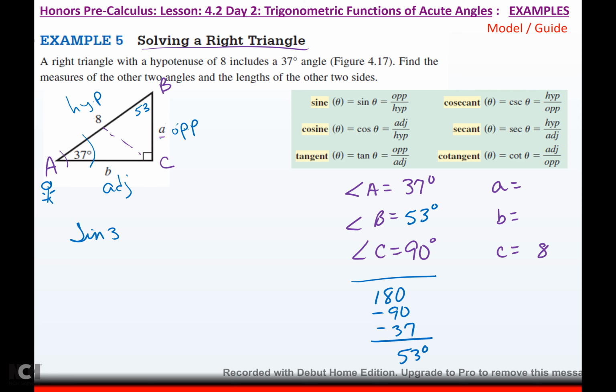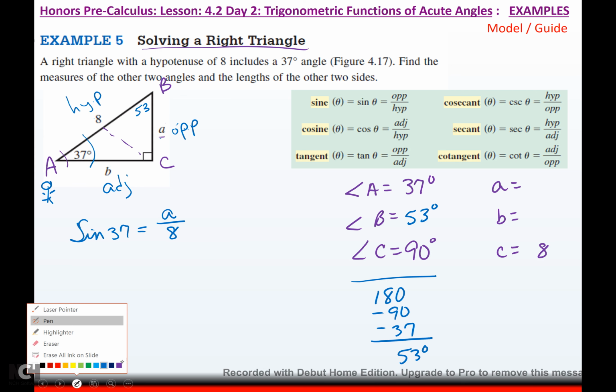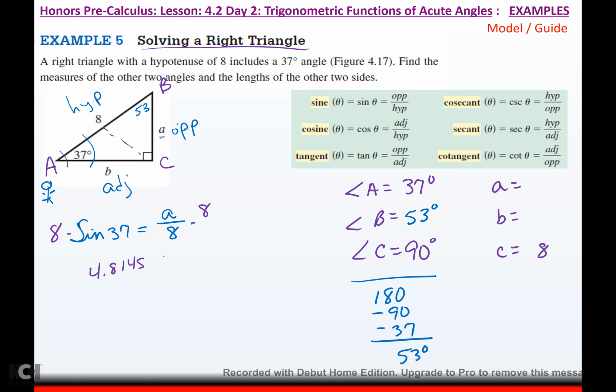So if I sine my 37-degree angle, I can set up opposite over hypotenuse. And to solve for A then, I would multiply both sides by 8. So I have 8 times sine 37, and I get 4.8145, yada yada yada, equals A. So little a is 4.81.